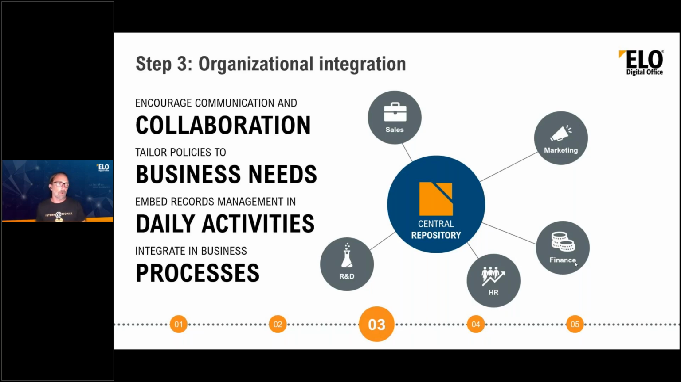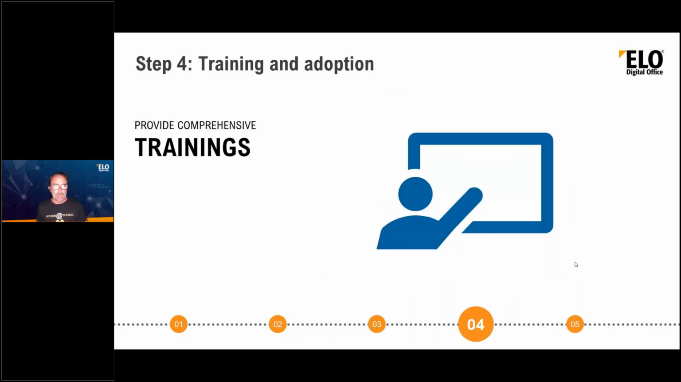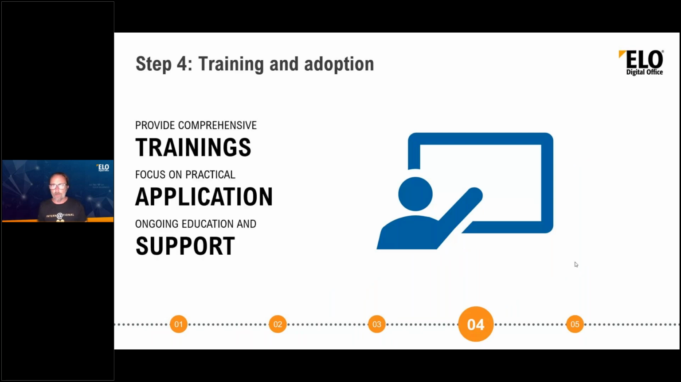Then step 4 is training and adoption. So provide comprehensive trainings for the employees, focus on the practical application for the proper department, and provide ongoing education and support. So maybe you provide the trainings with an e-learning, which can be used in the ELO ECM Suite as well with the business solution ELO Learning.